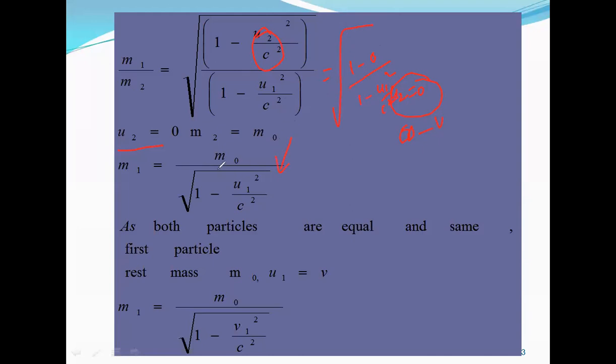So from here what we are going to get, m2 is written like m0, right? So m1 is equal to m0 by root of 1 minus u1 square by c square. You can keep m1 as m, so m is equal to m0 by root of 1 minus u1 square by c square. Even if you keep u1 equal to v, m1 equal to m, m2 equal to m naught, if you substitute all this, we get m is equal to m naught by root of 1 minus v square by c square. Is it clear?